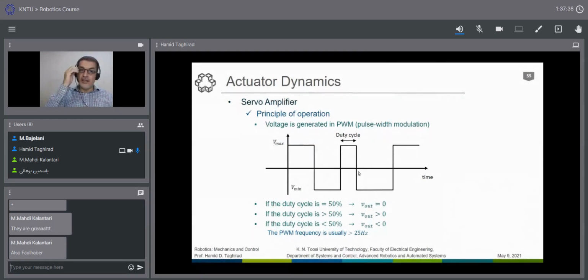We almost never use a direct current for control of the motor. We use the PWM and special electronics for that. And usually the PWM frequency should be higher than the sound that we can hear. It is more than 25 hertz, so that you don't hear any noise from it. We can have 100 hertz, even 1 kilohertz for the PWM frequency.